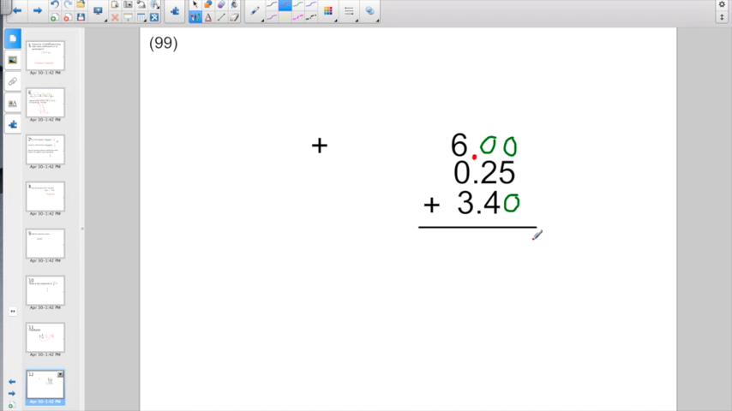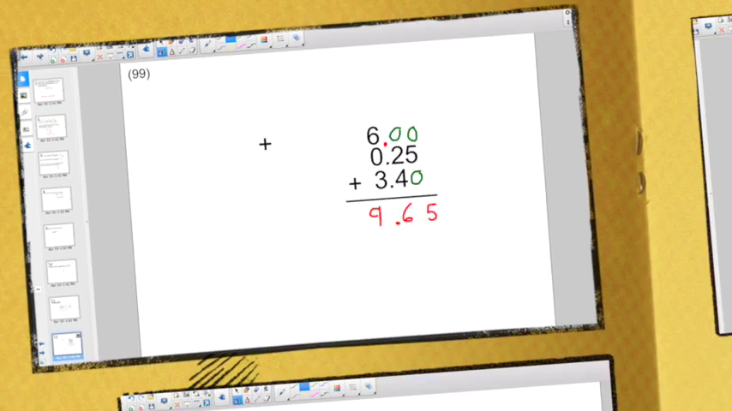Then it's just a matter of lining up and adding. 0 plus 5 plus 0 is going to give us 5. 0 plus 2 plus 4, hey, that's going to be 6. Decimal point comes straight down in the answer, and 6 plus 0 plus 3 more, that's 9, for a grand total of 9 and 65 hundredths.